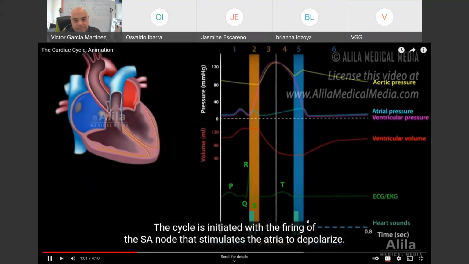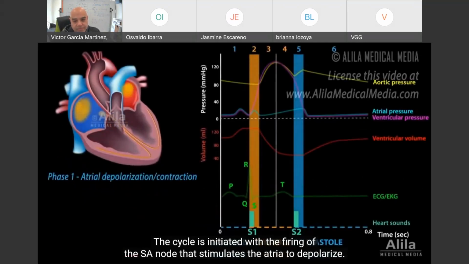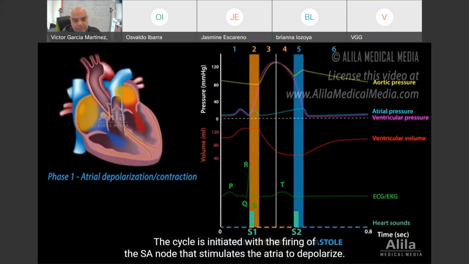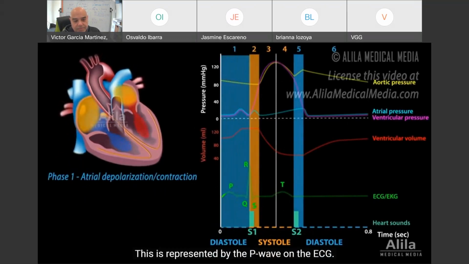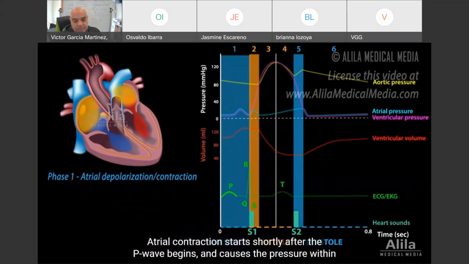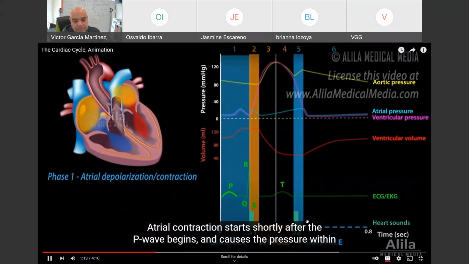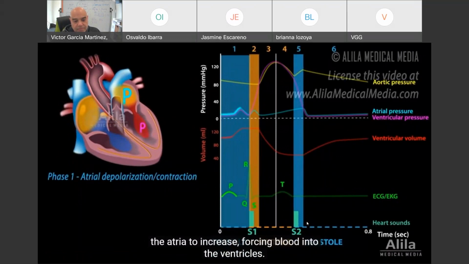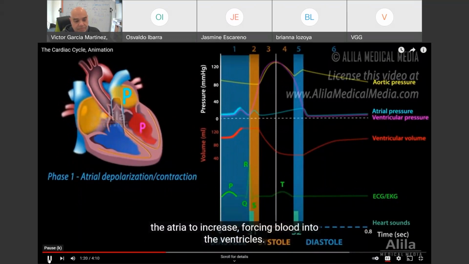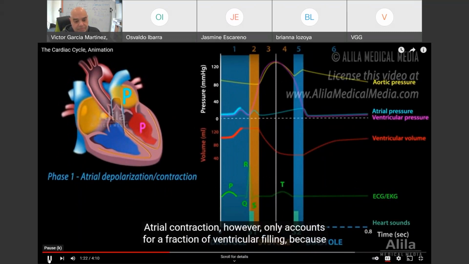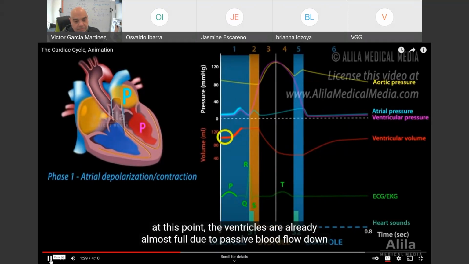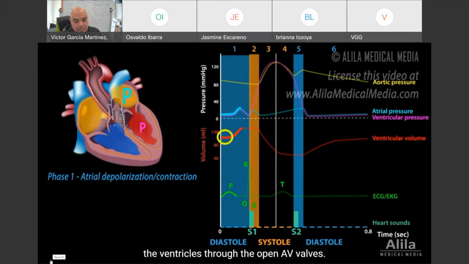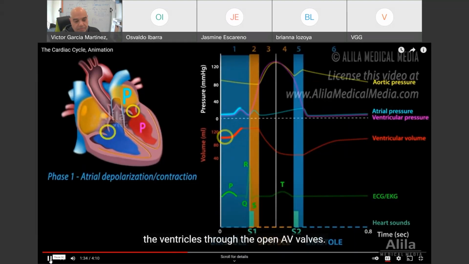The cycle is initiated with the firing of the SA node that stimulates the atria to depolarize. This is represented by the P wave on the ECG. Atrial contraction starts shortly after the P wave begins and causes the pressure within the atria to increase, forcing blood into the ventricles. Atrial contraction, however, only accounts for a fraction of ventricular filling because at this point, the ventricles are already almost full due to passive blood flow down the ventricles through the open AV valves.